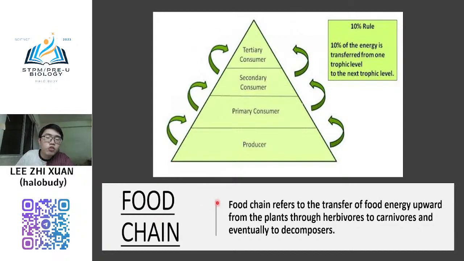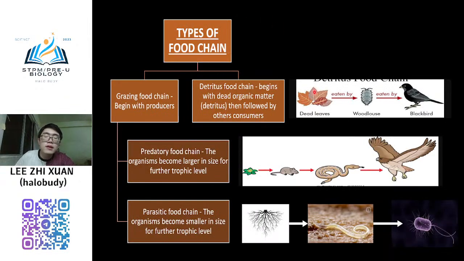So normally food chain, this is the definition: it refers to the transfer of food energy upward from the plant through herbivore to carnivore and eventually to decomposer. So this one, I think everyone knows. Normally there are four types of food chain. There are two main classes: grazing food chain and also detritus food chain.